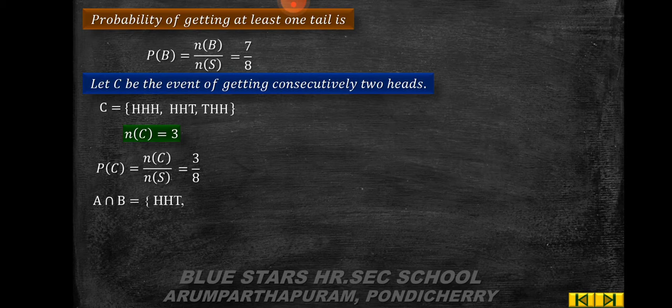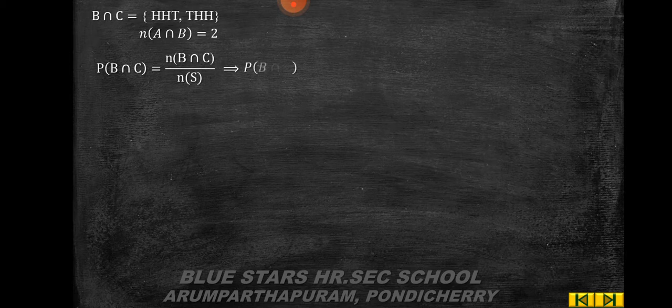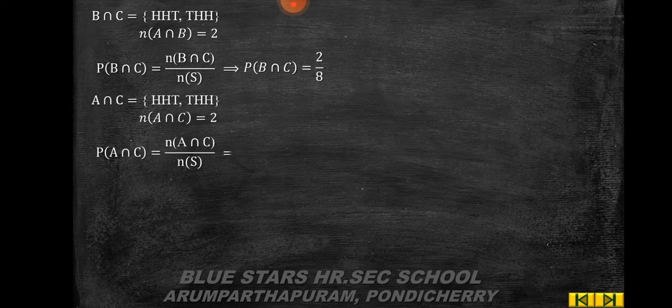So A intersection B is equal to HHT, HTH, THH. So N of A intersection B is equal to 3. P of A intersection B is equal to N of A intersection B by N of S, which is equal to 3 by 8. Next, B intersection C. So N of B intersection C is 2, so P of B intersection C is 2 by 8. Next, A intersection C. N of A intersection C is 2, so P of A intersection C is 2 by 8.